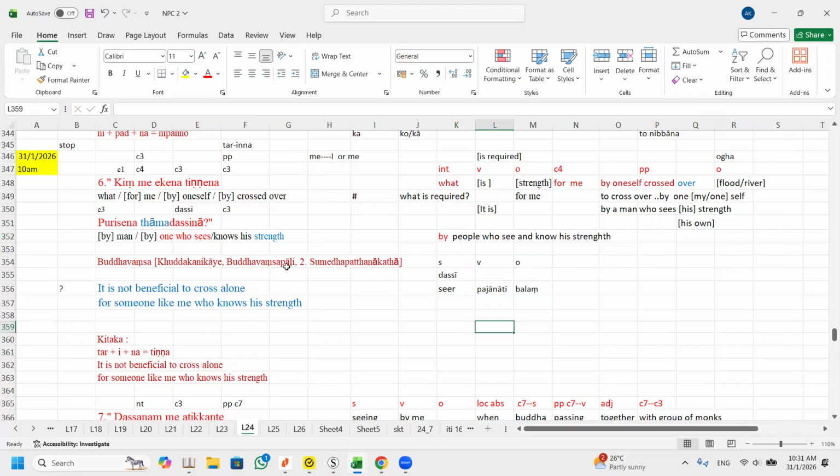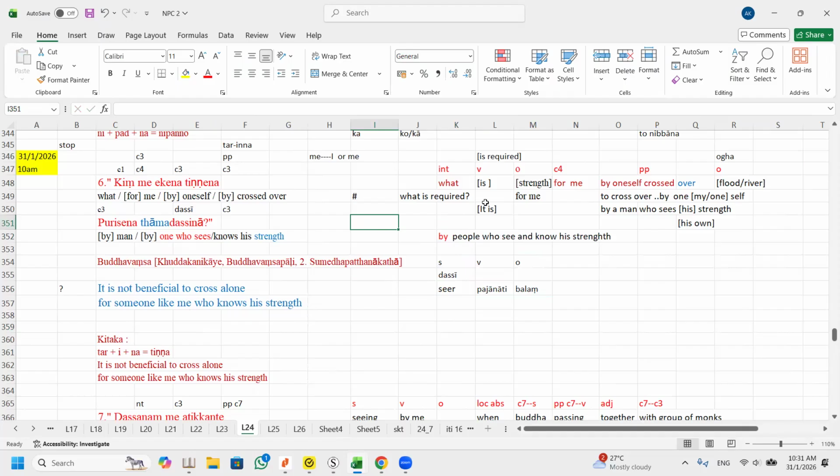Okay, that is how you understand: by people who see and know his strength. So this line is considered like that. It means that here, if you're going to put the subject, who is the subject? The subject is the people.